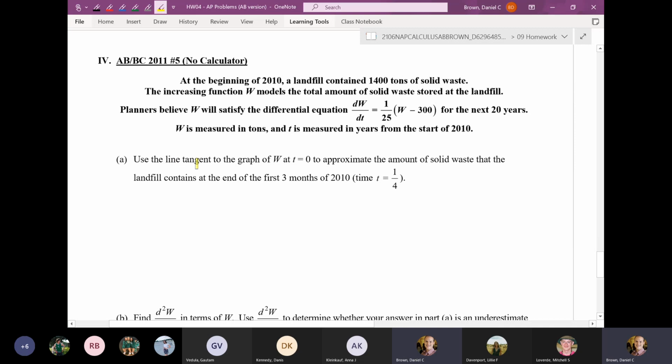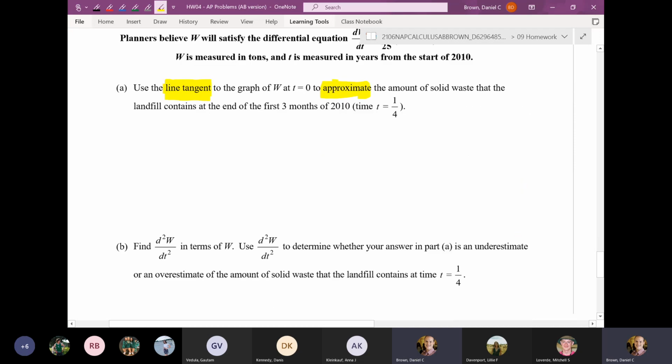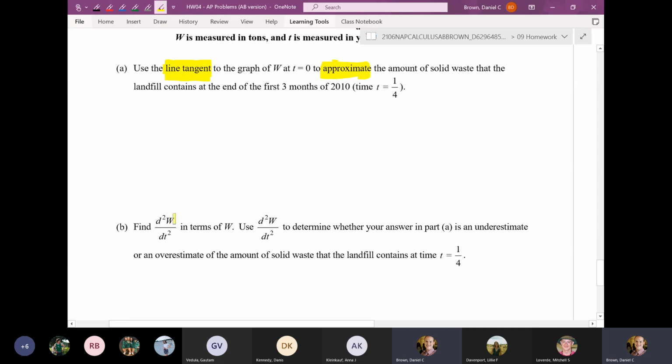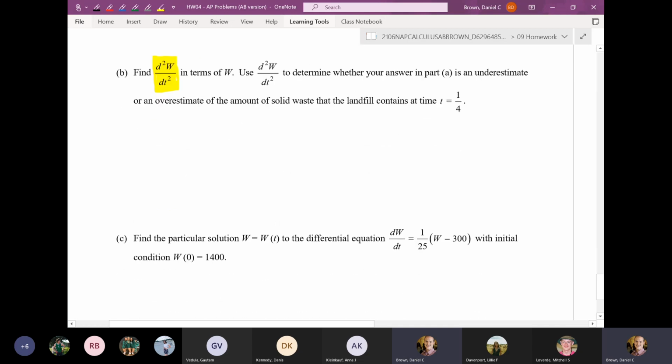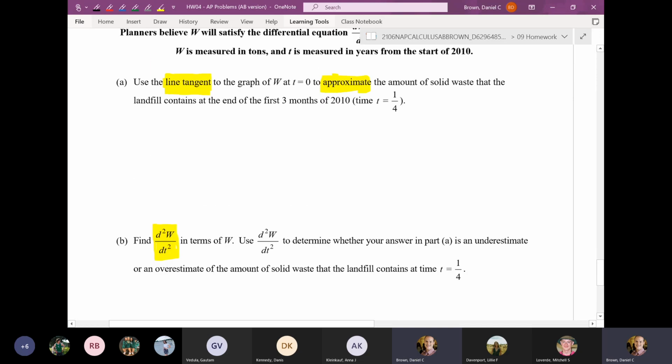I wanted to review how to do a tangent line with differential equations, how we can use that tangent line to approximate the value on the graph. I wanted to do number 4 to review how to find the second derivative of a differential equation and determining whether the answer we found would be an under or over. And then, of course, probably the big idea from this unit is how we actually solve the differential equation. So, 3 big skills that I want to make sure we review.